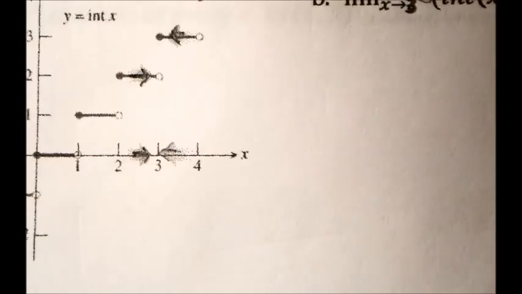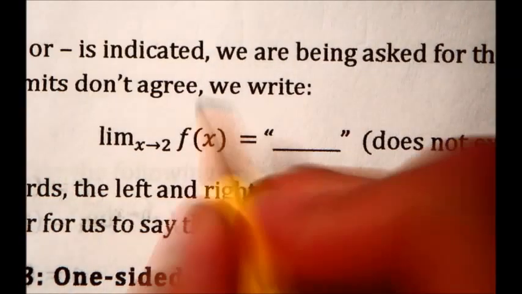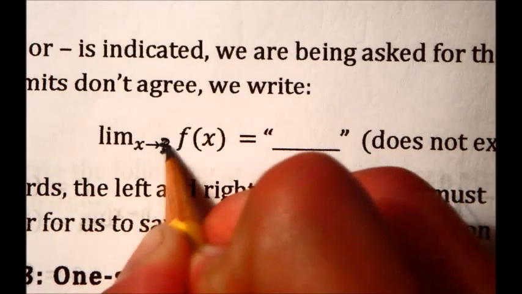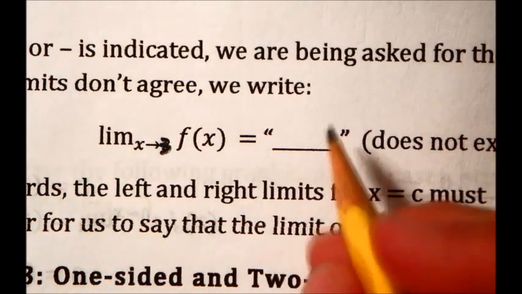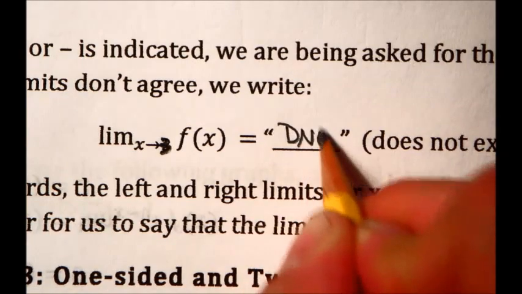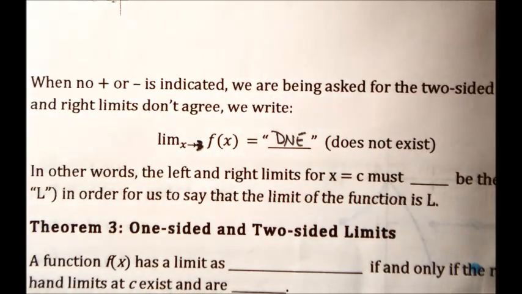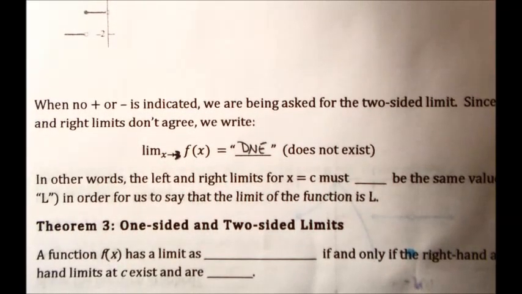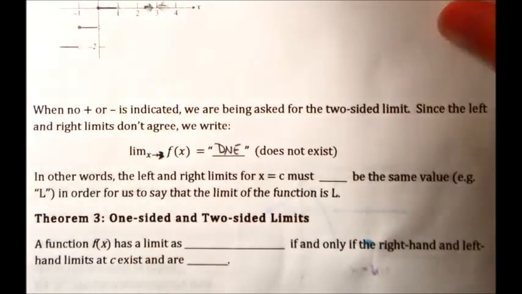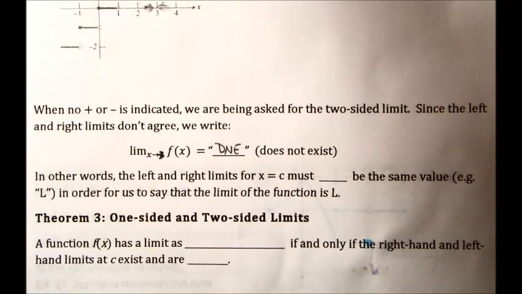The general limit. So if you take off the superscripts and you just discuss the limit as x approaches 3, and we'll change this to a 3, we would put D and E. Okay, so when there's no plus or minus indicated, we're really being asked for a two-sided limit. And so having done the two one-sided limits, and discovering then that they didn't agree, we would just write D and E.